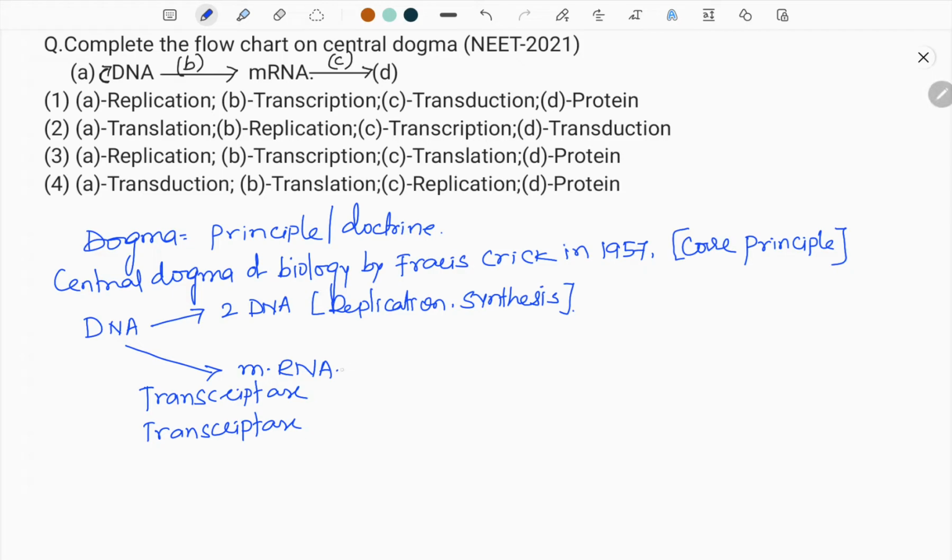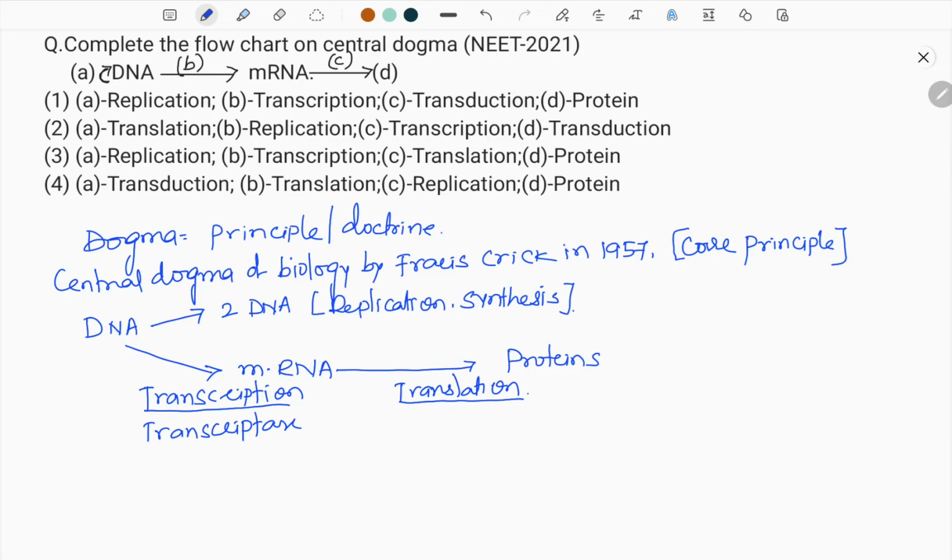Now, from this mRNA, proteins are formed. This process is called translation. Here again many enzymes are involved, like peptidyl transferase or ribozyme or amino acid synthetase. So formation of proteins from mRNA is called translation and formation of mRNA from DNA is called transcription. Transcription and translation are both the unidirectional flow of genetic information from DNA to mRNA, mRNA to protein.